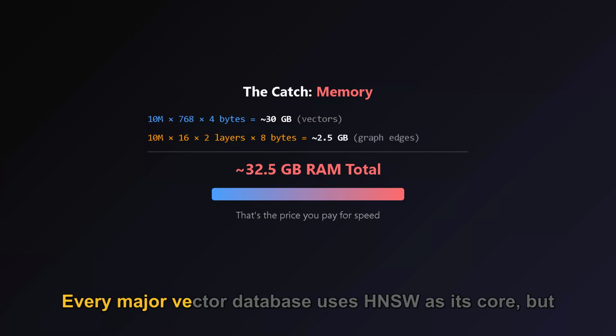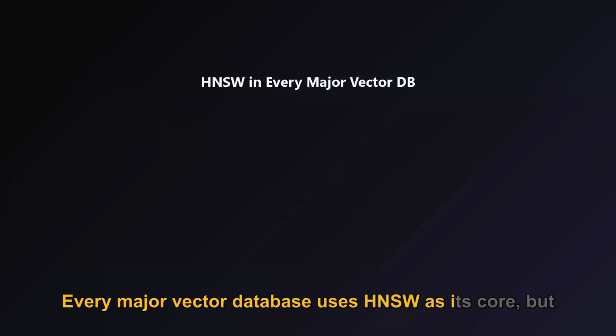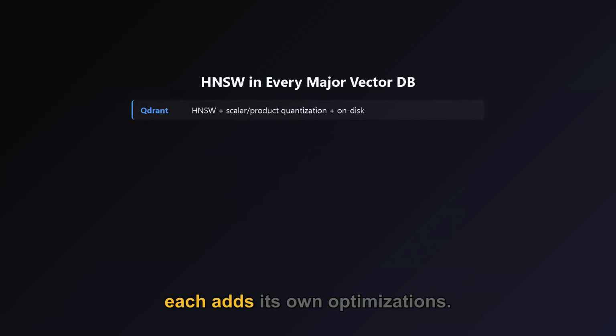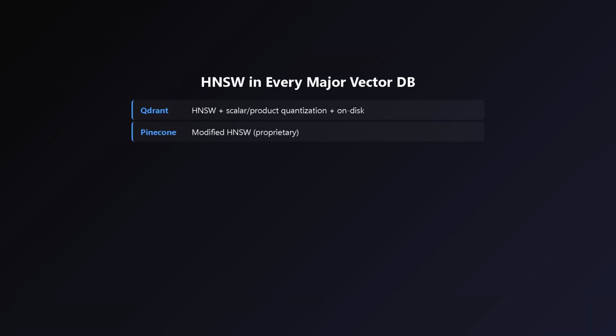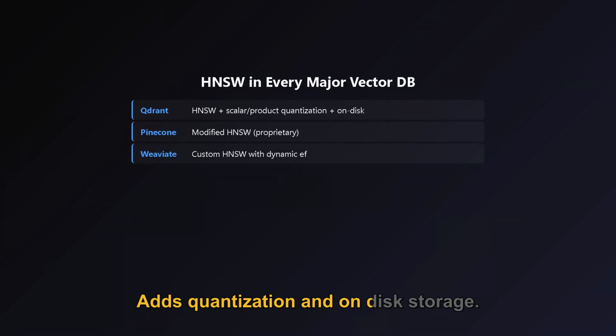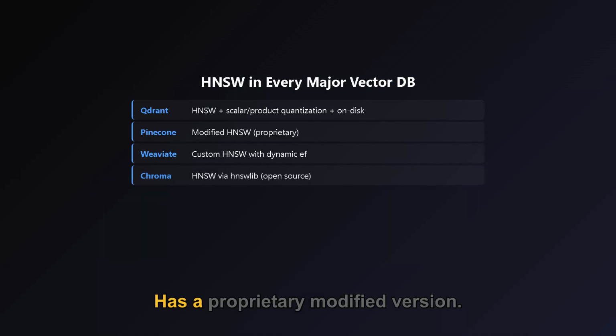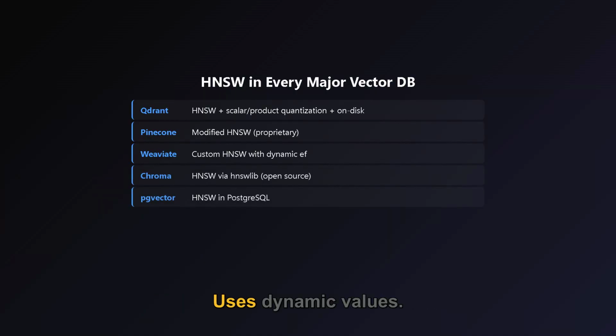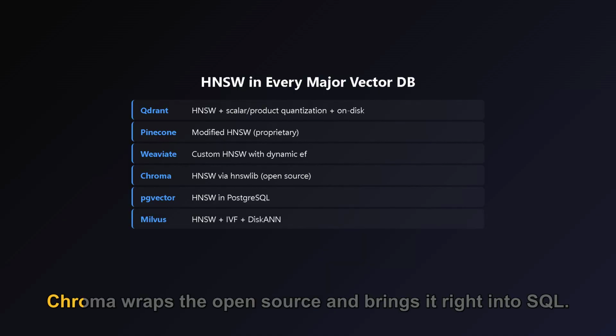Every major vector database uses HNSW as its core, but each adds its own optimizations. One adds quantization and on-disk storage. One has a proprietary modified version. One uses dynamic values. Chroma wraps the open source library and brings it right into SQL.